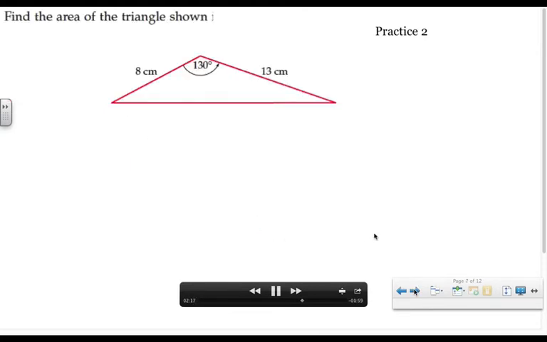Here's your practice problem. Go ahead and try this. You're given 2 sides and an angle. This angle is not one of these sides, because if this was a and this was b, this is c, and that's angle C. They always go across from each other. So pause the video, try the problem.